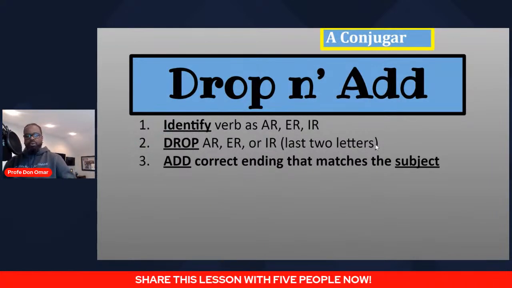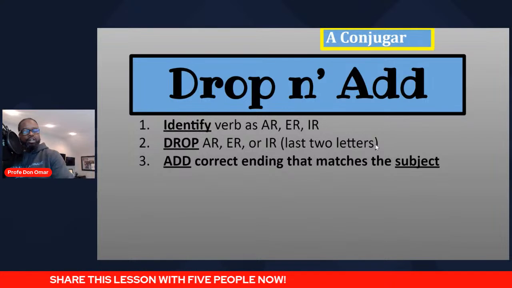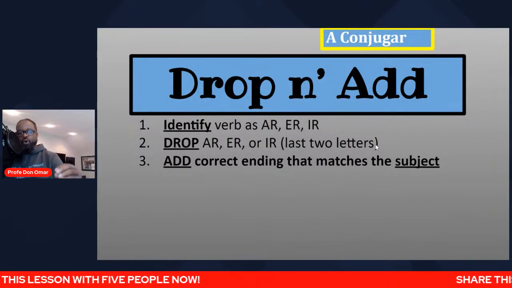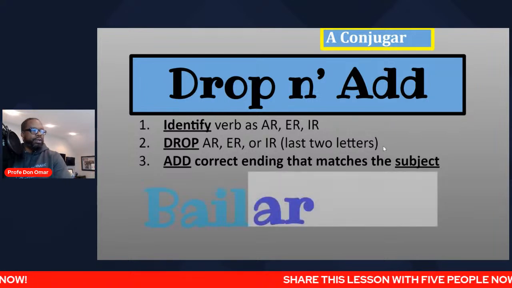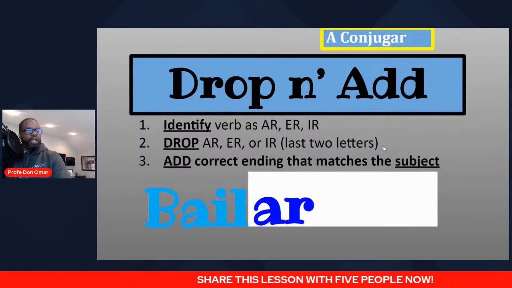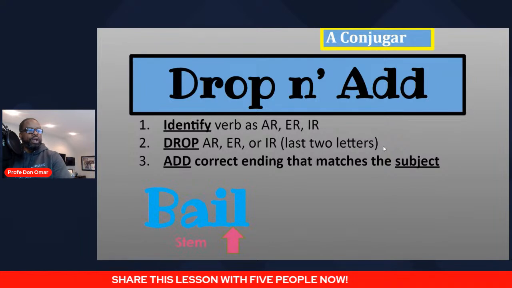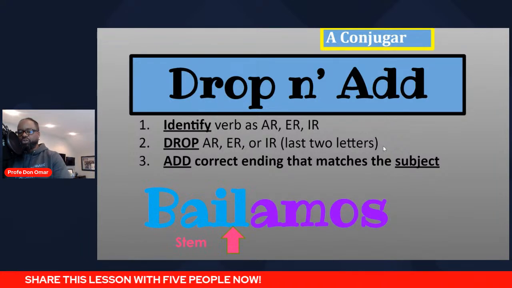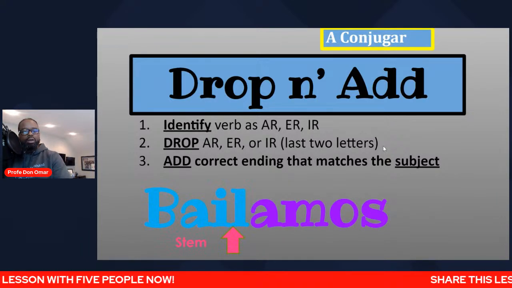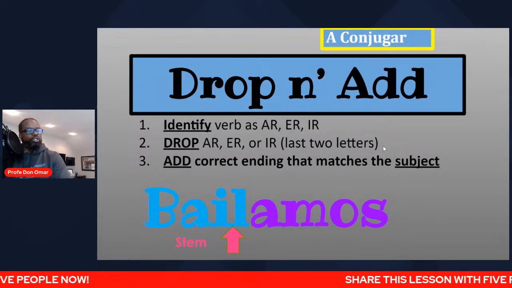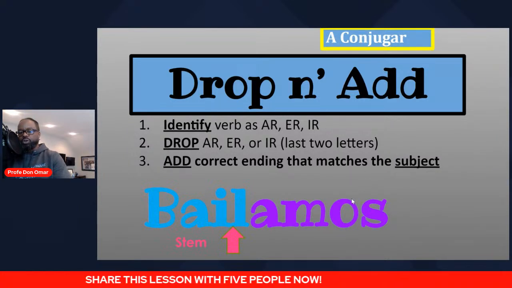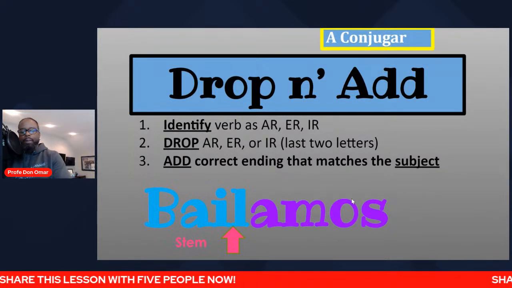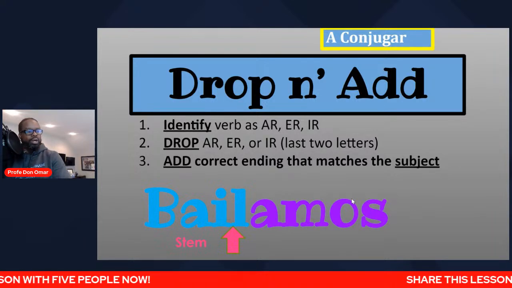Okay, remember, we talked about this in the beginning. Identify, drop, and add. That's how you form your verb conjugation, okay? So we've got an example. Bailar, take off the AR, okay? Then we want to add in amos. We knew it was an AR verb. We dropped the AR, and then we add the correct ending according to our subject. Our subject is nosotros, we. So that's what we use: bailamos, bailamos, okay?